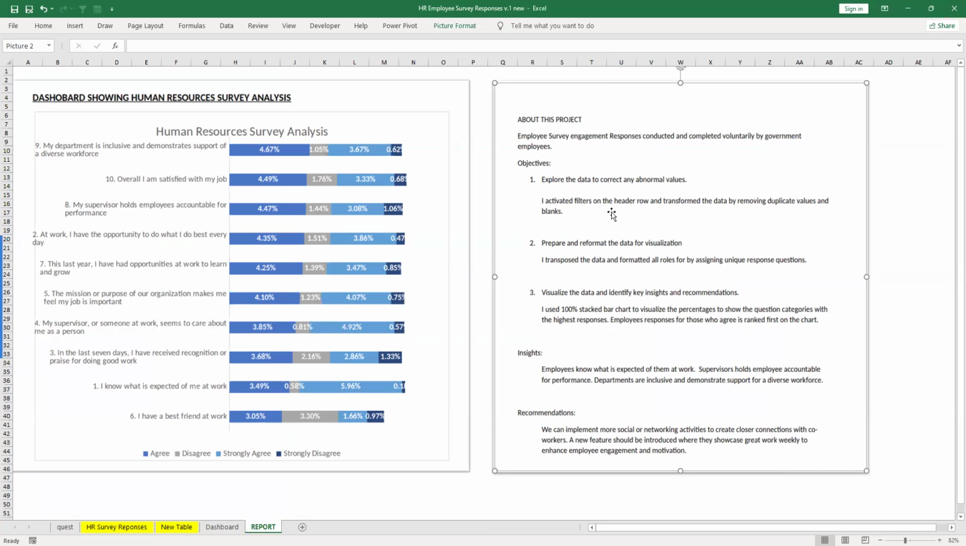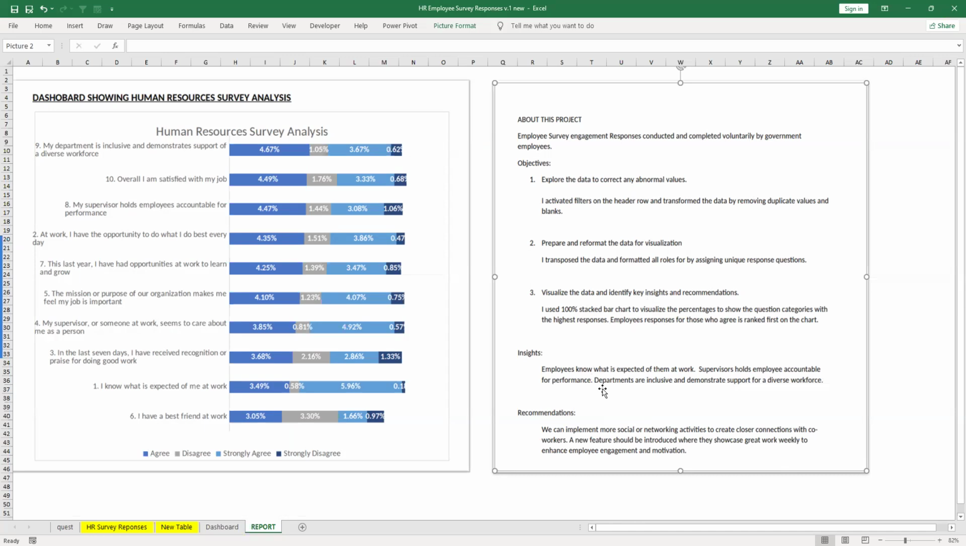First, I activated filters on the header row and transformed the data by removing duplicate values and blanks. I transposed the data, formatted all rows, and assigned unique response questions. And I used 100% stacked bar charts to visualize the percentages to show question categories with the highest responses.